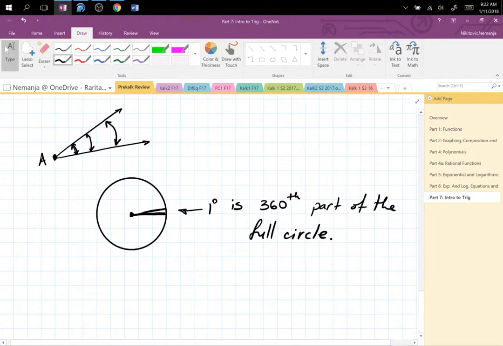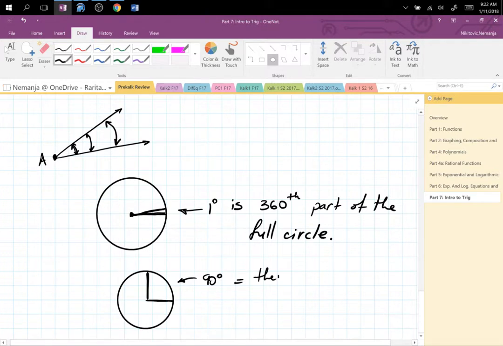90 degrees is going to be, again, the circle that you have. And this circle is going to have 90 of these units. So if this is 90 degrees, that means there are 90 1-degree units all together, one next to the other, and they create 90 degrees. And you can have any amount of degrees you want.